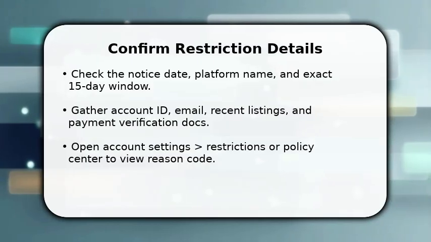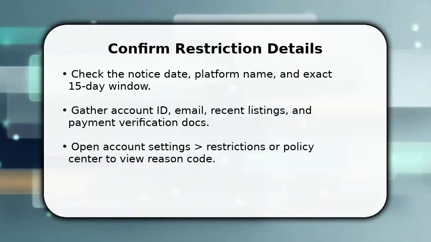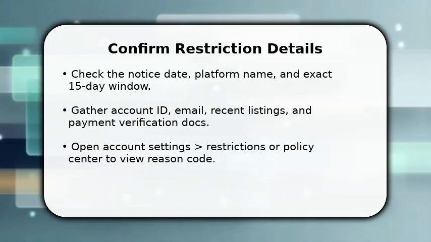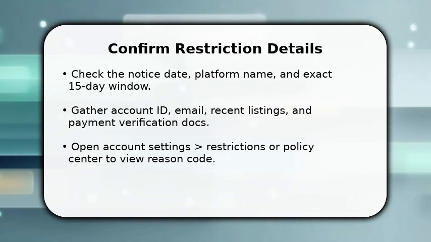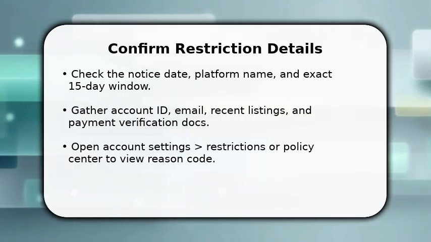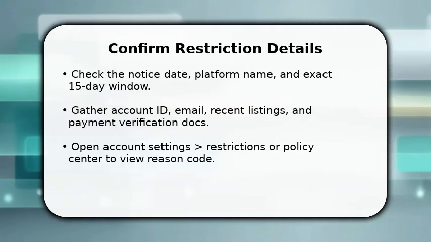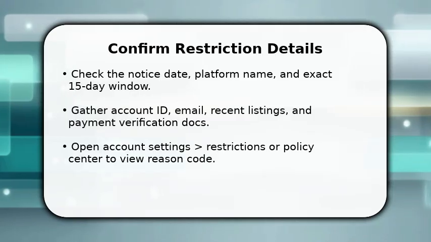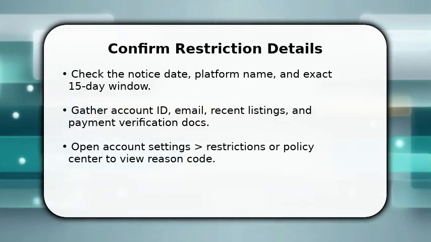You start by confirming the restriction specifics so you know the target. Once you have the notice date and reason code, download screenshots and collect account ID, recent listings, and verification documents. Make sure to note any linked emails, phone numbers, and payment methods. Now open the platform's policy center or account settings and copy the exact text of the restriction. This ensures you act on precise grounds and prevents guesswork when you submit the appeal or take corrective steps.